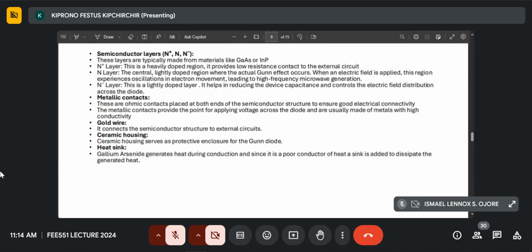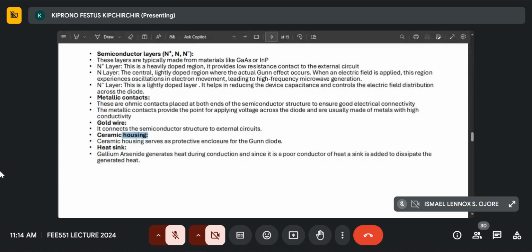Then there is the ceramic housing. As the word housing states, it protects the GaN diode; it encloses the GaN diode. Then there is a heatsink, as you had seen. You might ask yourself, why do we need a heatsink in a diode? The reason is that during conduction, gallium arsenide generates a lot of heat, and from its properties, it's a poor conductor of heat, so it dissipates heat slowly.